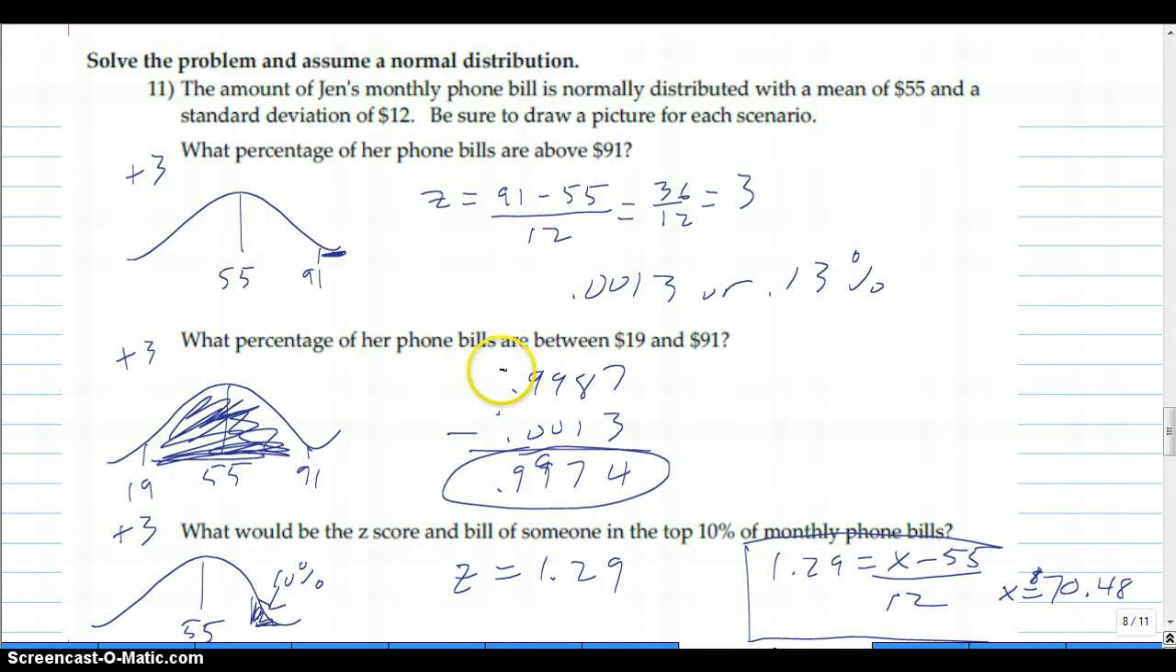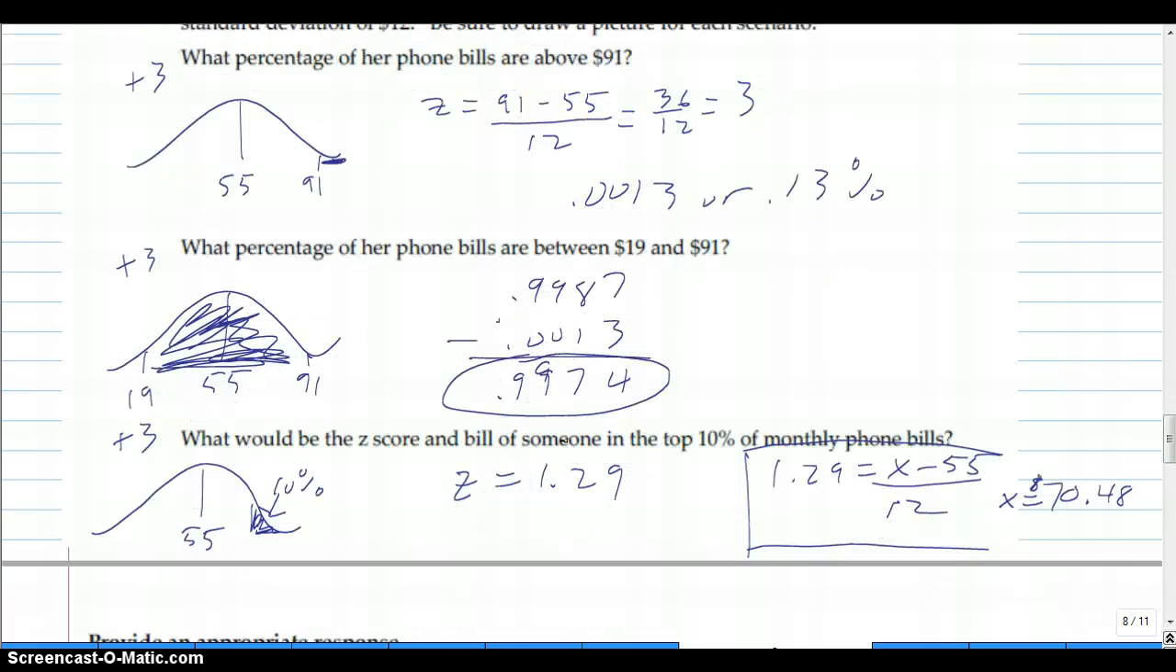And then what's the probability it's between 19 and 91? And these are both 3 standard deviations. So draw that picture. If you look at 91, the area below that is 0.9987. The one below negative 3 is 0.0013, the same answer that was to the right of 91. So the difference is 0.9974. You can find the difference between those two.